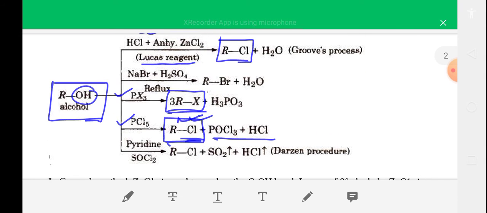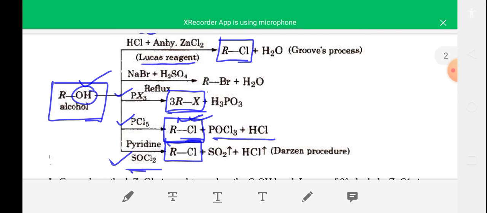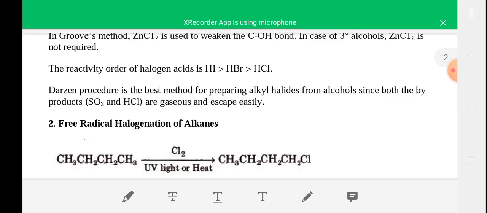Similarly, if you use SOCl2 in pyridine, SOCl2 is thionyl chloride, if you react alcohol with thionyl chloride, you will see that the OH of this alcohol will be substituted by a chlorine atom. So you will get chloroalkane plus SO2 plus HCl. Side products are not important. Important is the major product. Okay.